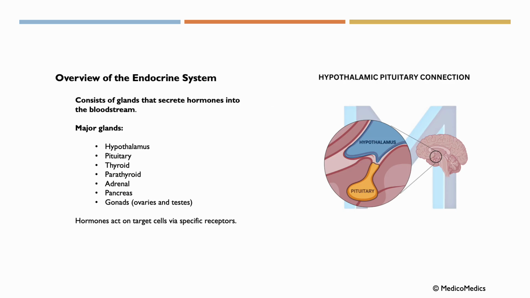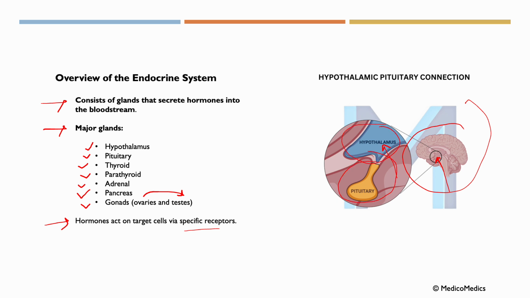Now let's begin with an overview of the endocrine system. So it consists of glands that secrete hormones into the bloodstream. The major glands include the hypothalamus, the pituitary gland, the thyroid, the parathyroid, the adrenal gland, pancreas, and the gonads, that are our ovaries, and for men, testes. Now, hormones act on target cells via specific receptors. And in this illustration of the brain, this is where we find structures like the hypothalamus, and sitting under it, we have the pituitary gland.